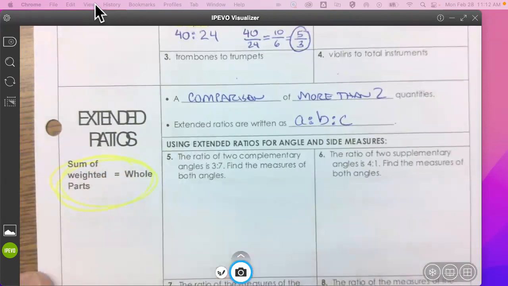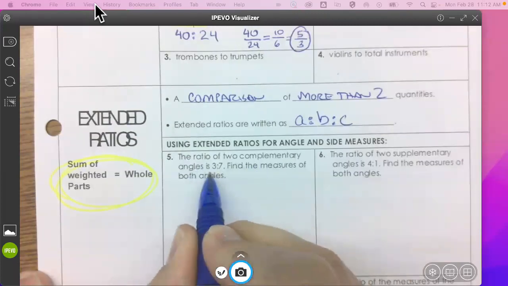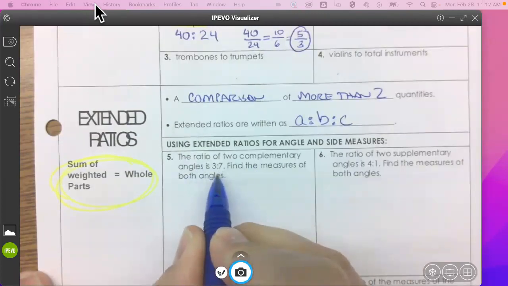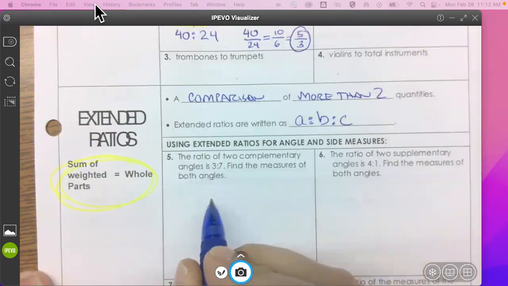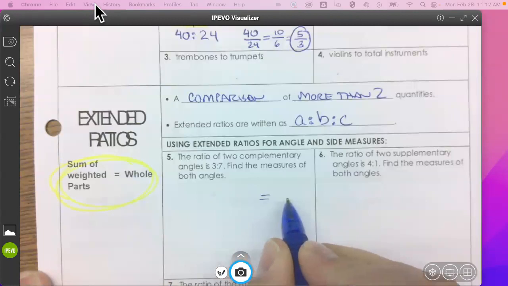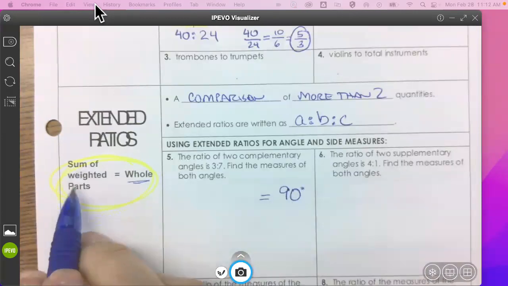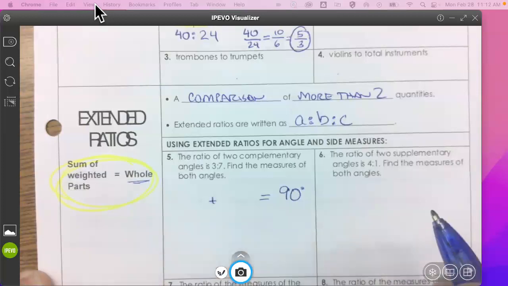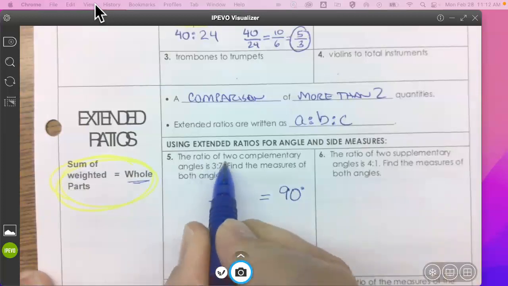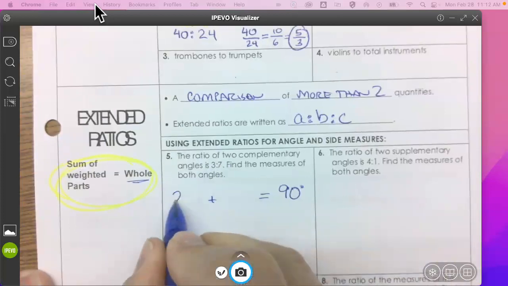Here's a simple example. It is only 2 quantities, even though we're using the extended ratio idea. The ratio of 2 complementary angles is 3 to 7. Find the measures of both angles. So what's the whole? If we're saying these angles are complementary, what's the whole? 90. That's what complementary means. And then the sum of the weighted parts. So in other words, one part is in a ratio of 3 and one part is in a ratio of 7, but that's the reduced ratio.